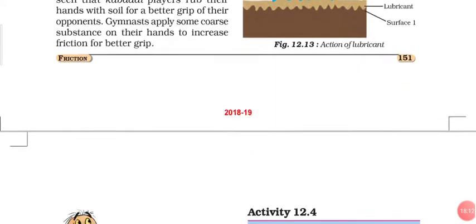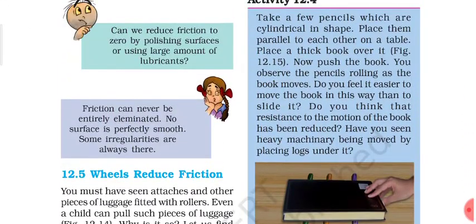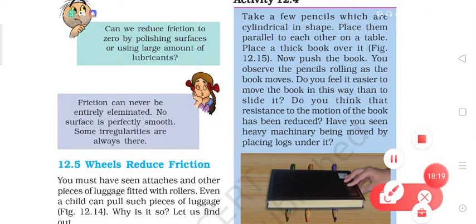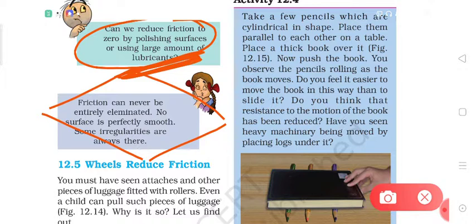Okay, so now let's understand a very important point: friction cannot be reduced to zero. Why? Because no two surfaces are perfectly smooth. Even if you apply a lubricant, there are irregularities, right? So you cannot produce a surface with zero irregularities. That's why you cannot reduce the friction to zero.